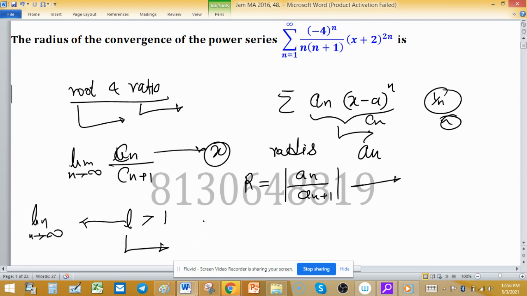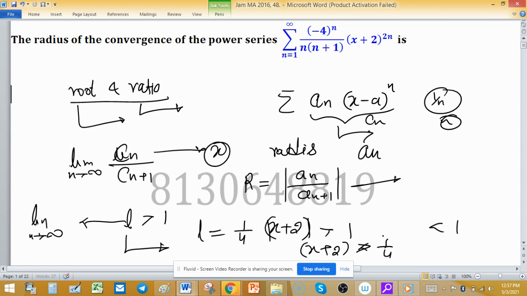So you can take x outside, because that part was free from n, and you will have something like this. Suppose L is 1 upon 4 times |x plus 2|. The series will converge when this is less than 1 and diverge when it is greater than 1. So from this you can say that |x plus 2| is less than 1 upon 4, and that will be your radius of convergence.